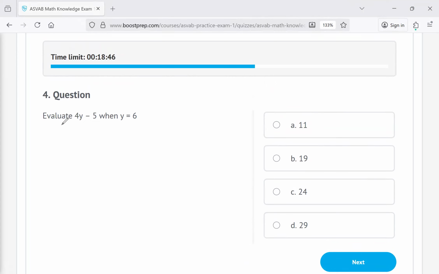Okay, this one, question 4, evaluate 4y minus 5 when y equals 6. This is pretty simple. You're not going to get any letters, you're going to get a number. So this is like saying 4 times y. So wherever you see y, just replace it with 6. So it's 4 times y, or 4 parentheses 6 minus 5. What's 4 times 6? 24 minus 5. What's 24 minus 5? 19.